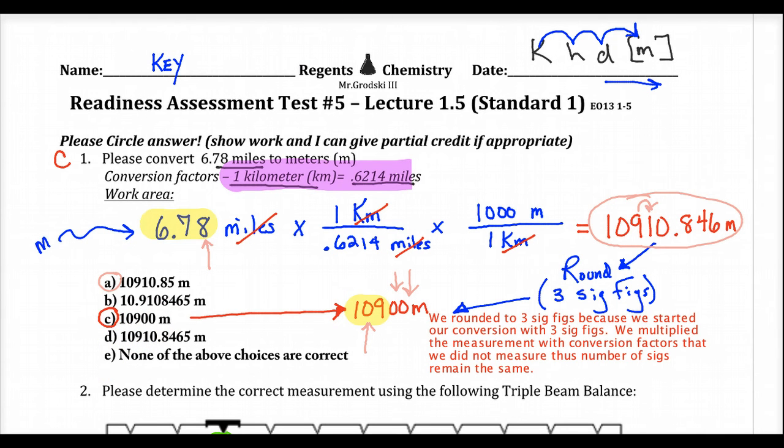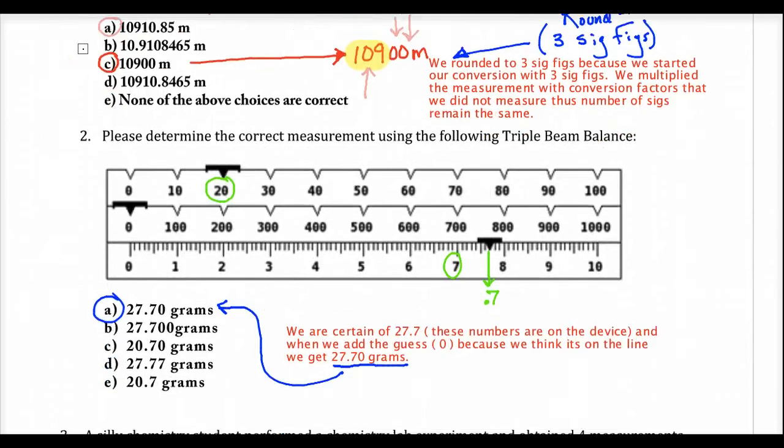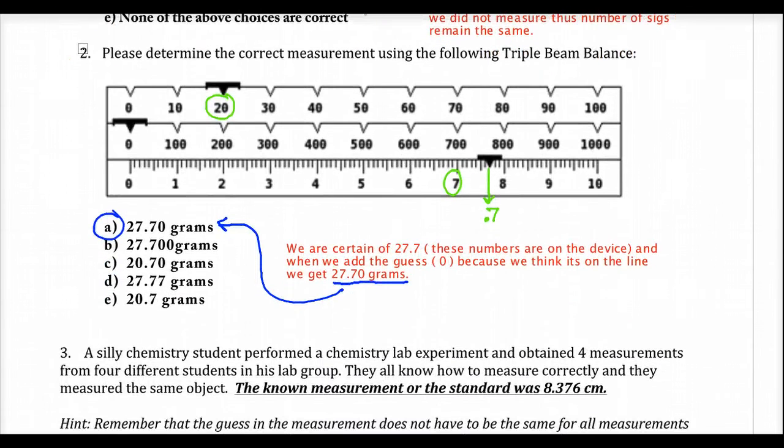So moving down the scale here, let's go to number 2. And this was reading a, what we would say, a triple beam balance scale. And we read, just like any other measurement, all the numbers on the device plus the guess. So I'm certain of 20. I am certain of 27, and then I'm certain of these lines in the middle, 27.567.